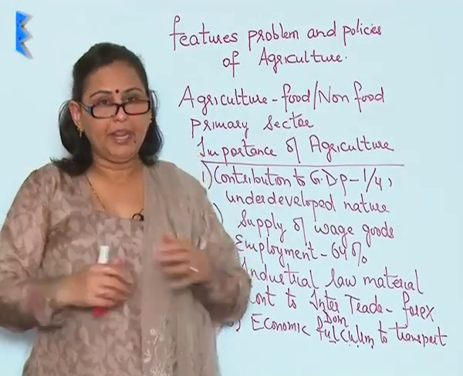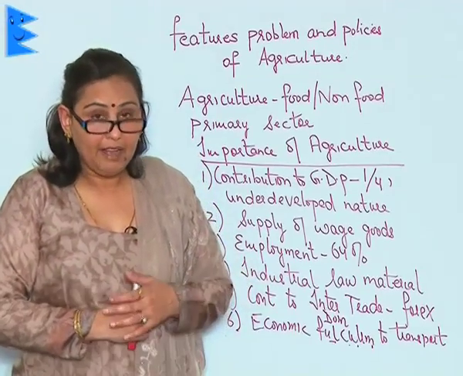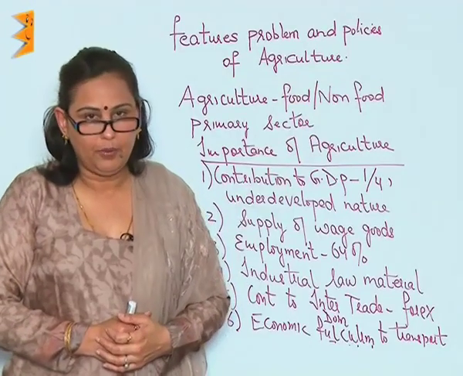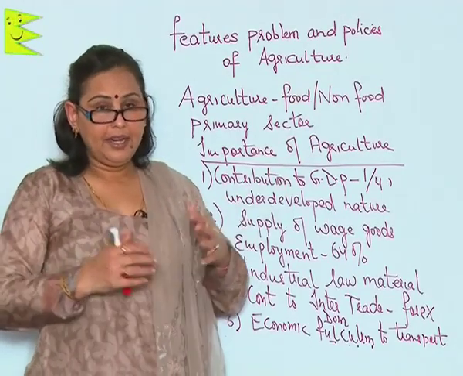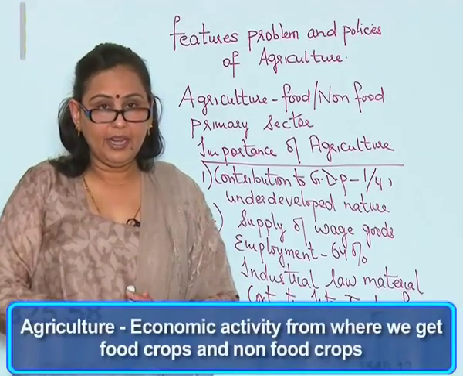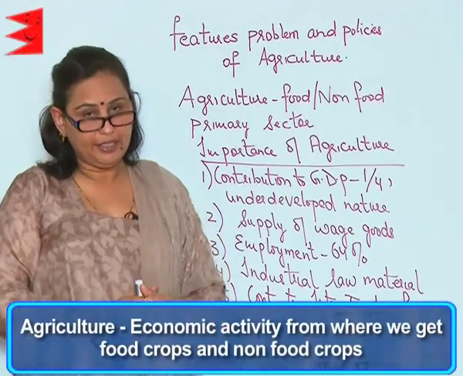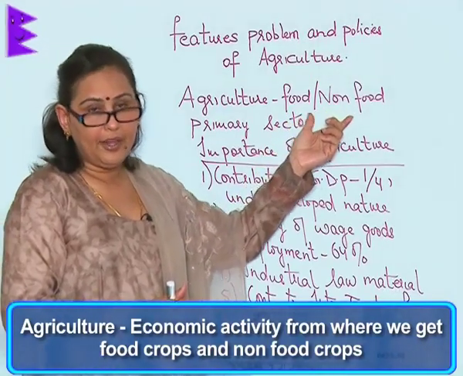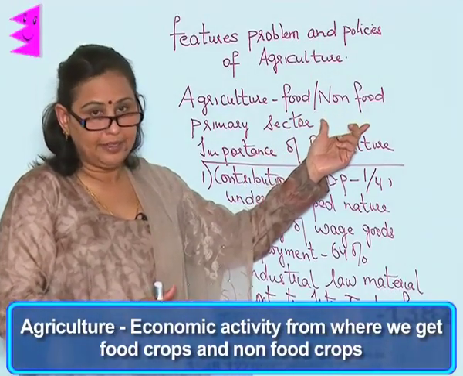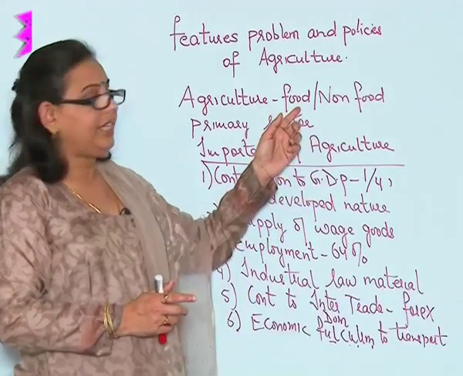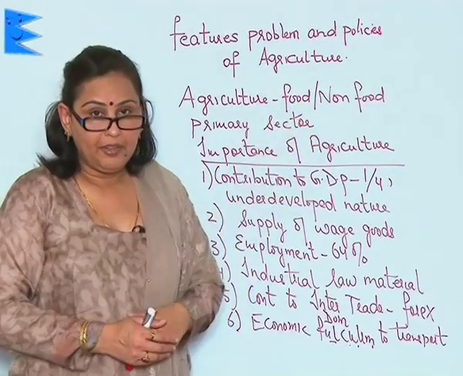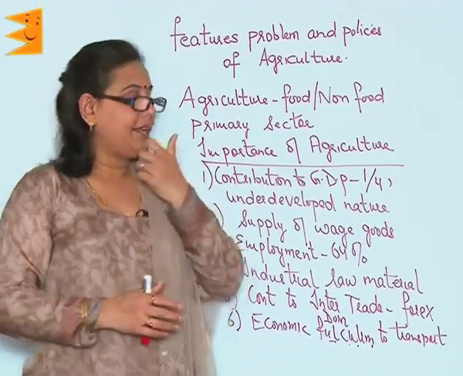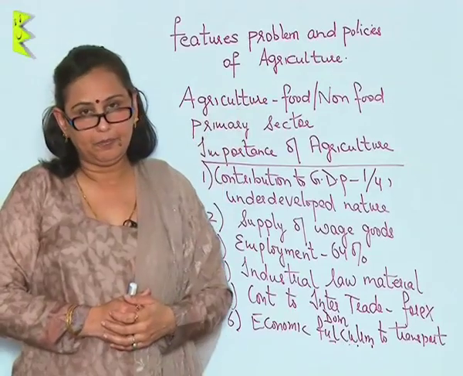Now before we begin with the chapter, we have to understand what agriculture actually is. In layman's terms, agriculture is that economic activity from which we get food crops and non-food crops. That is to say, all that we eat and all that we indirectly use. So, all that is produced in the agricultural sector.